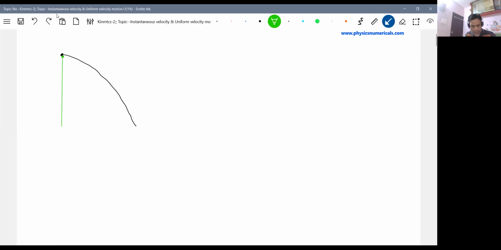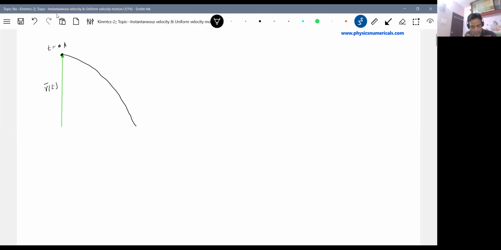Initially, let me define its position. Let, at t equal to 0, the position of the particle be defined by r of t. What is r of t? It's a position vector, r bar of t, I'll define it. Where the particle is initially, let it be at A.